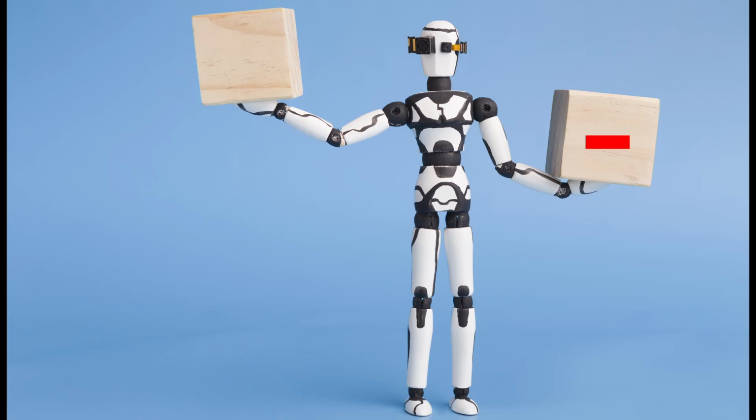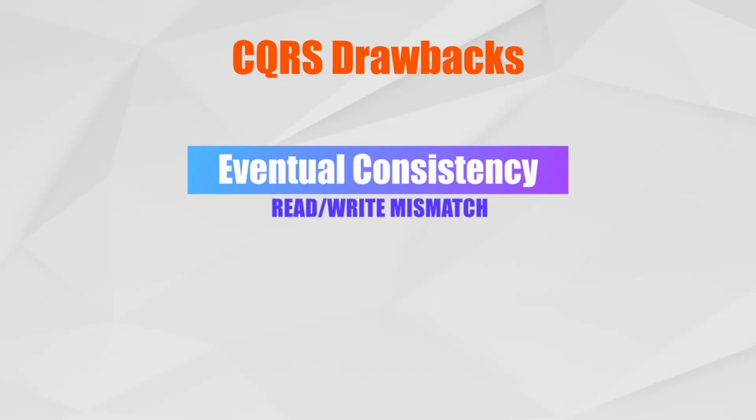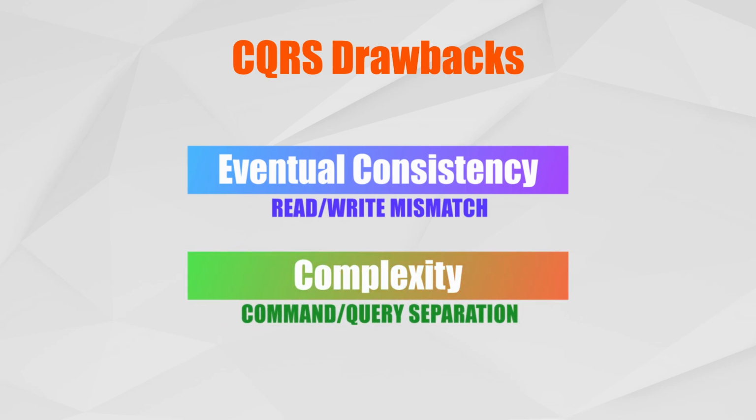And the drawbacks. Eventual consistency. The use of CQRS can cause system inconsistencies by dividing the read and write sides, which may lead to stale data. Complexity. Separating commands and queries can lead to application design complexity, especially when integrating queues, publisher-subscriber events, asynchronous communication, and event sourcing.